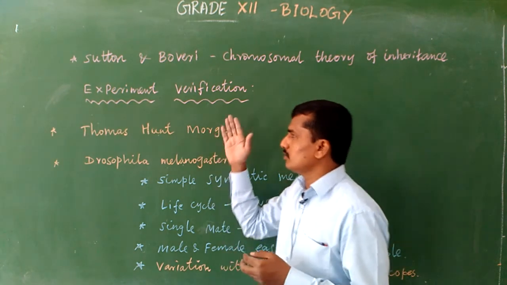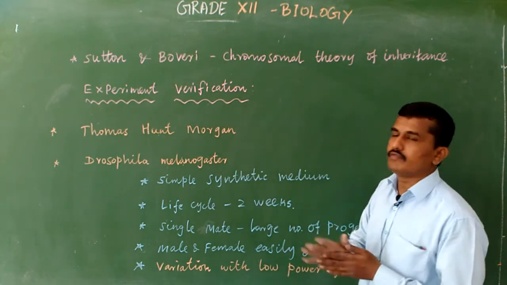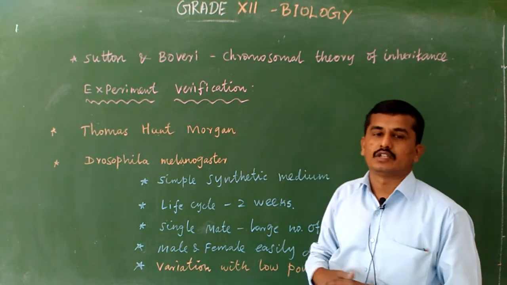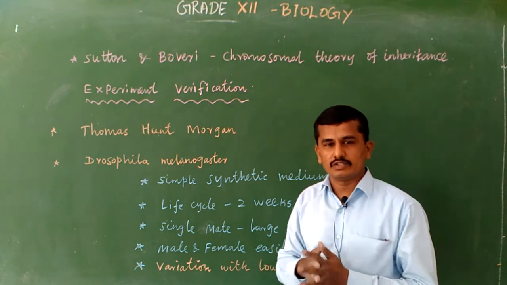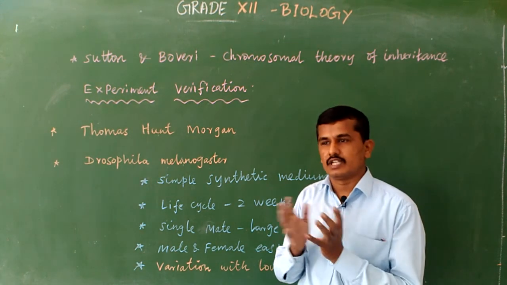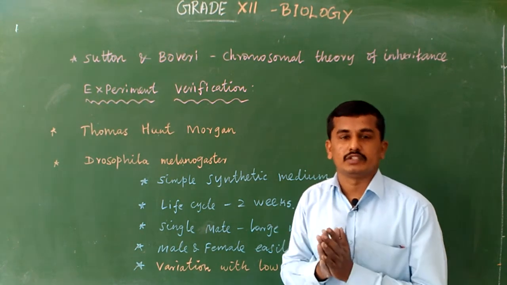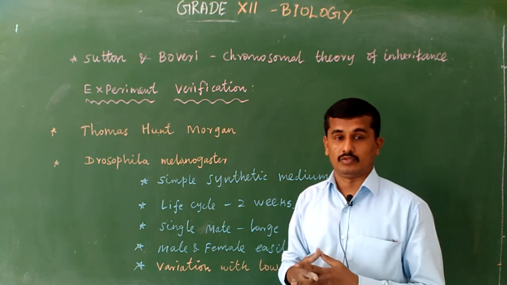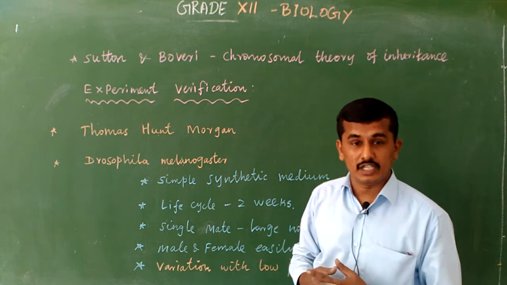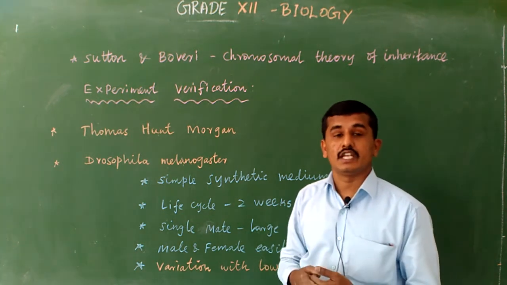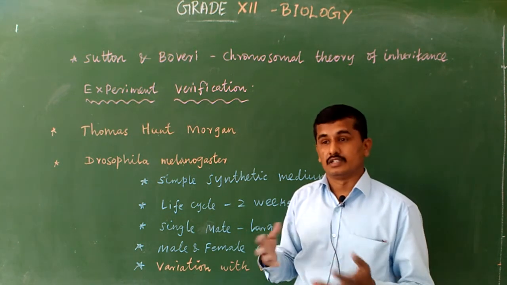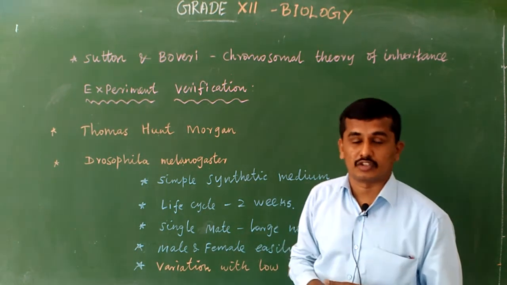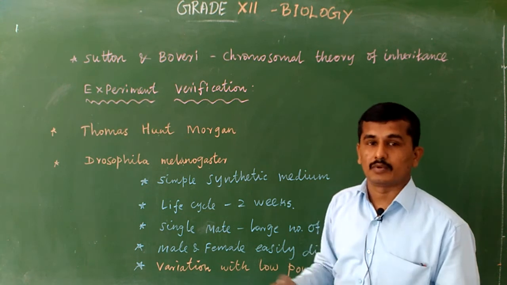The chromosomal theory of inheritance was verified by Thomas Hunt Morgan. T.H. Morgan is a scientist who developed various techniques in mutation. Mutation, we know, is a sudden change in the chromosomes, in the gene, or in the DNA. Due to this random change, different characters are expressed in the progeny.